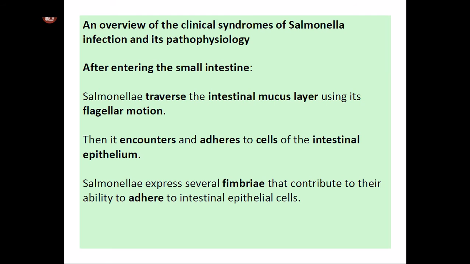Now, after passing through the stomach and surviving the acidity, entering the small intestine, Salmonella can traverse the intestinal mucosal layer using its flagella. Because it has flagella, it can move and traverse that intestinal mucosal layer. As it traverses the mucosal layer, it encounters and adheres to the cells of the intestinal epithelium. The adhesion of Salmonella to the intestinal epithelium is brought about by cellular extensions of their body, called fimbriae, to adhere with them.